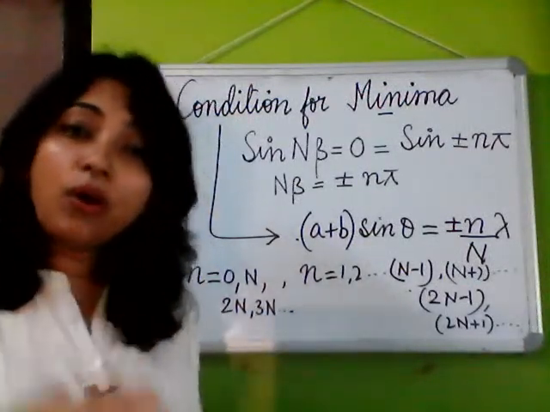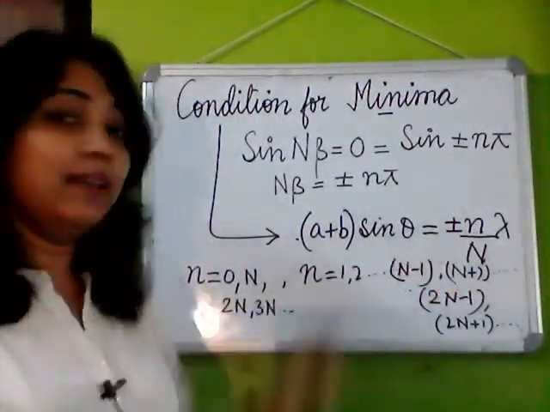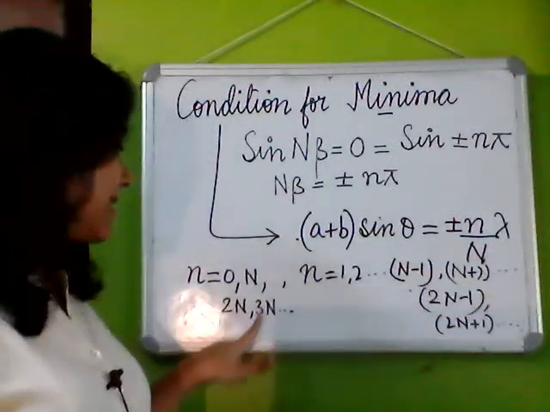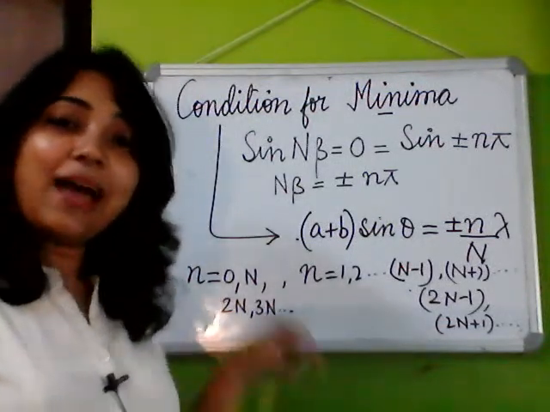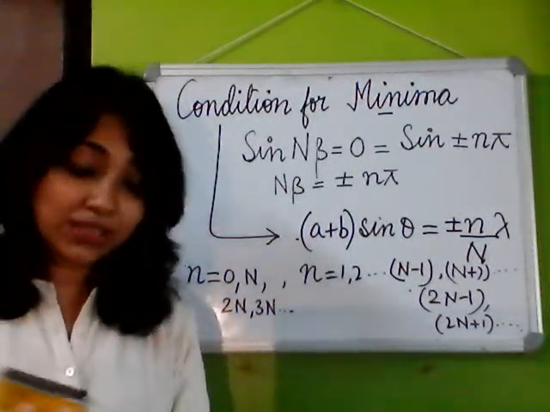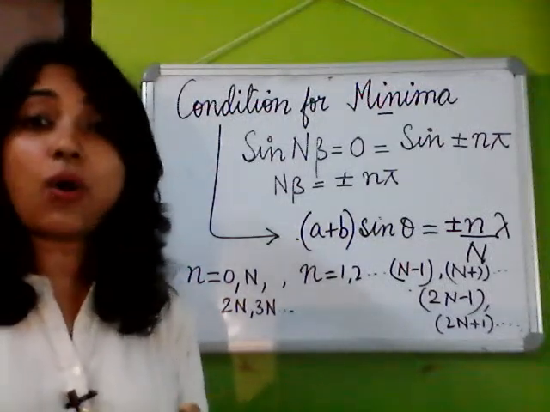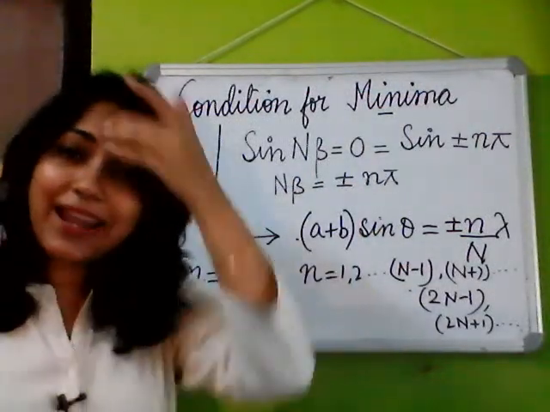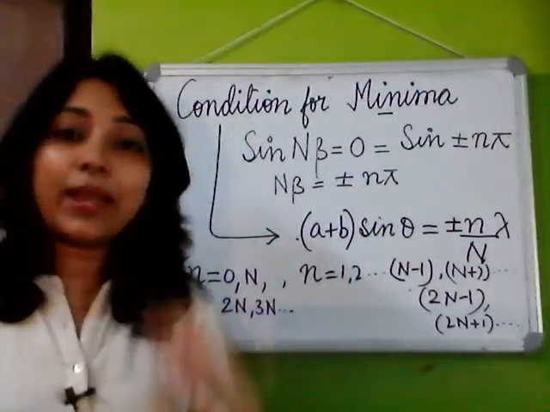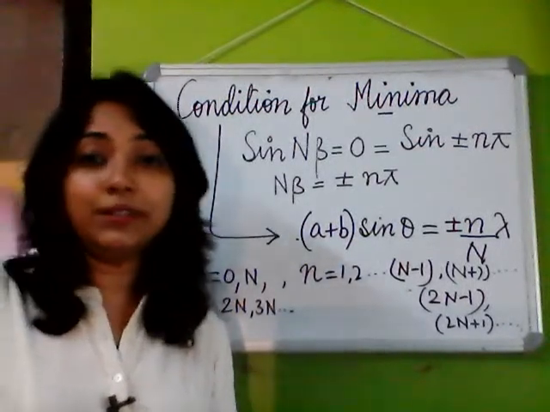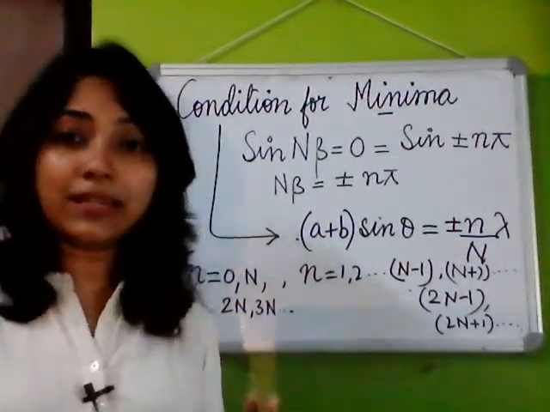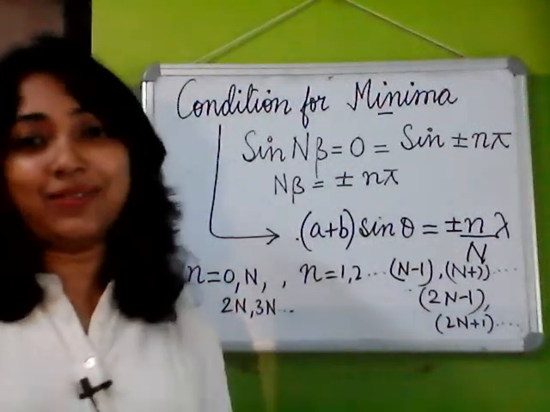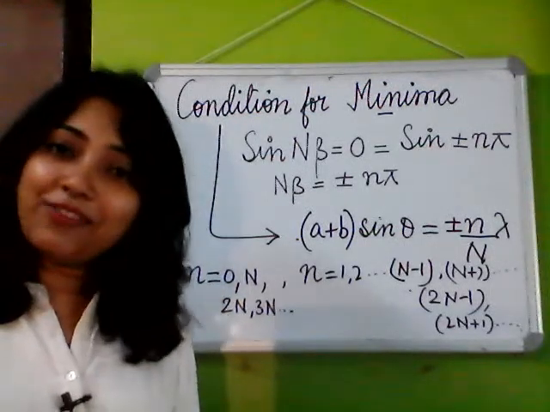Alright. So among all the values of this number n, 0 is not allowed. N is not allowed. Twice N is not allowed. Thrice N is not allowed. But the remaining numbers are allowed. So these are the numbers which are allowed to get the conditions for minima. I hope everything is clear now that when we are talking about the minima available on the screen, these values are not allowed. However, the rest of them are allowed. Alright, so is this clear to all of us?